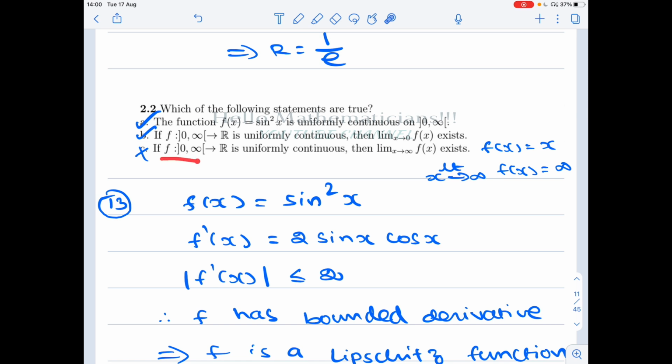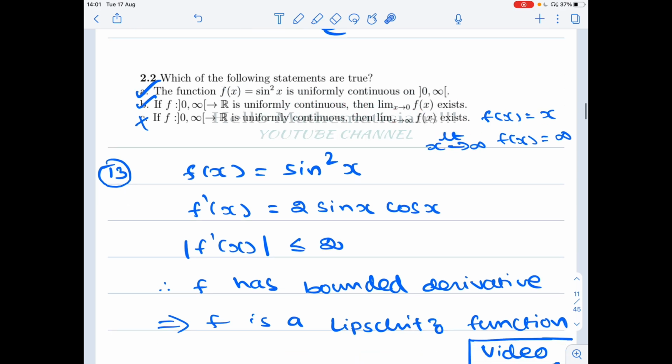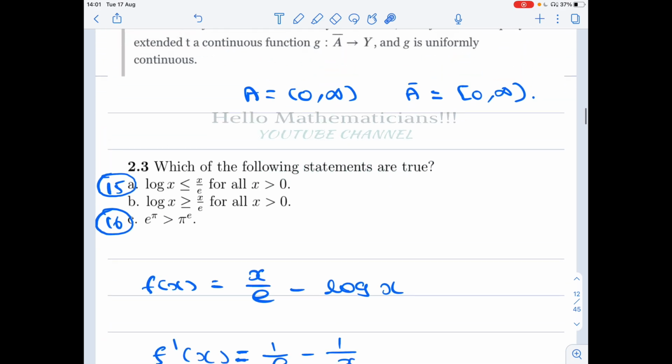Next, if f from open 0 comma infinity to R is uniformly continuous, then limit x tends to infinity f of x exists. That is not true. You can take the identity function, limit x tends to infinity, x is infinity. Exists means it should exist and be finite. Okay, so that option is false. So let's move on.